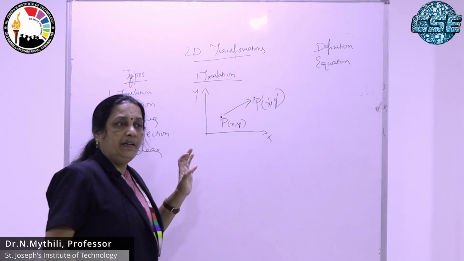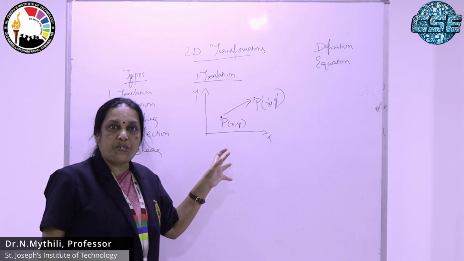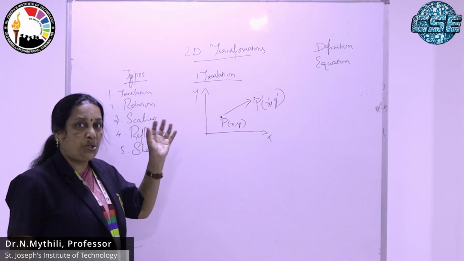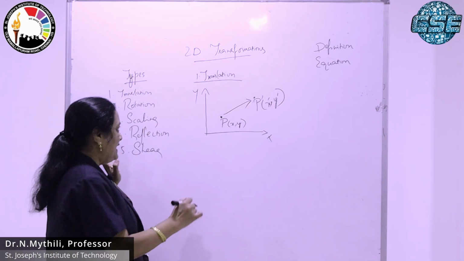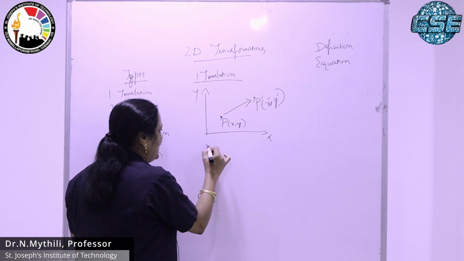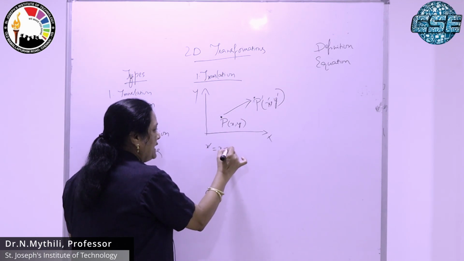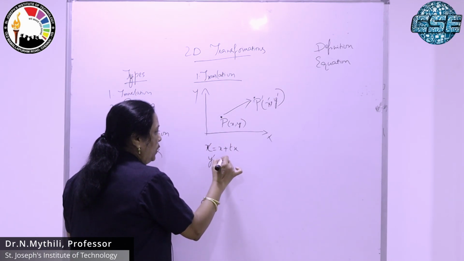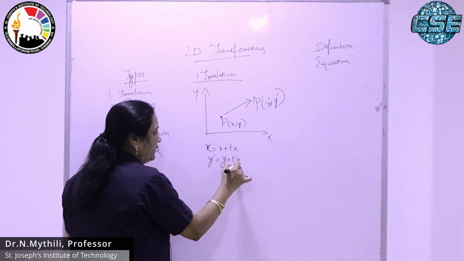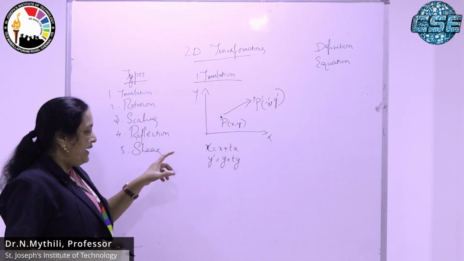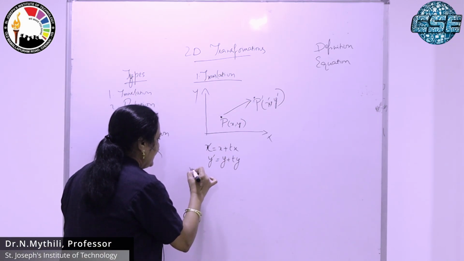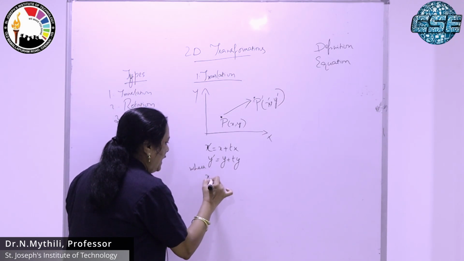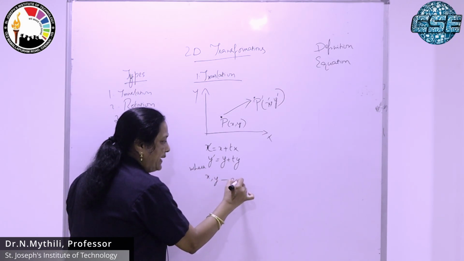We are going to write the translation equation for the translation of a point P. The translation equation is x dash is equal to x plus tx, y dash is equal to y plus ty, where x comma y is the original coordinate position.